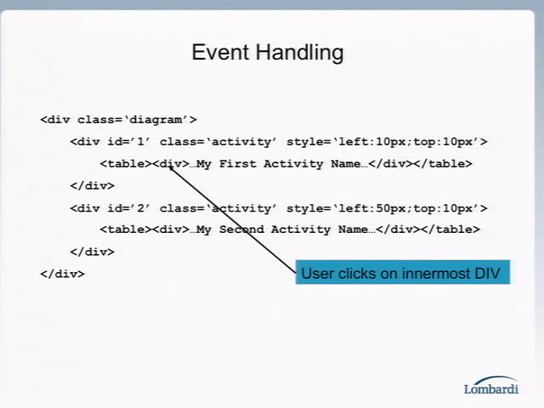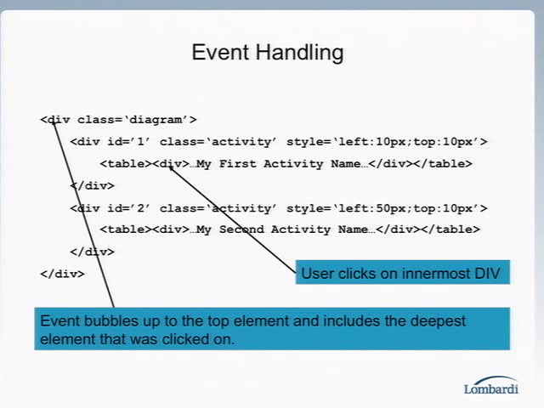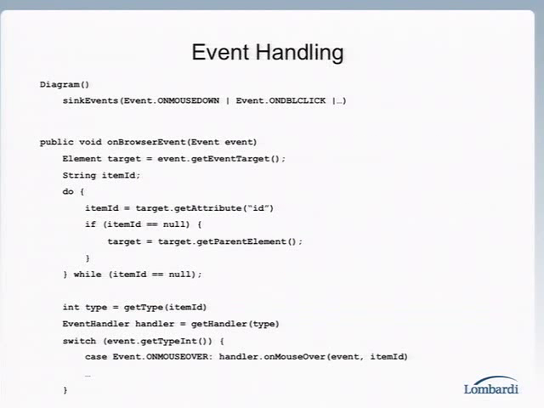What happens is the user generates an event at the innermost element that the user clicked on, in this case, that innermost div. The browser is going to take that event and bubble it up through the HTML hierarchy until it gets to the top. And this is where we're going to put that single listener I mentioned before, which looks like this.